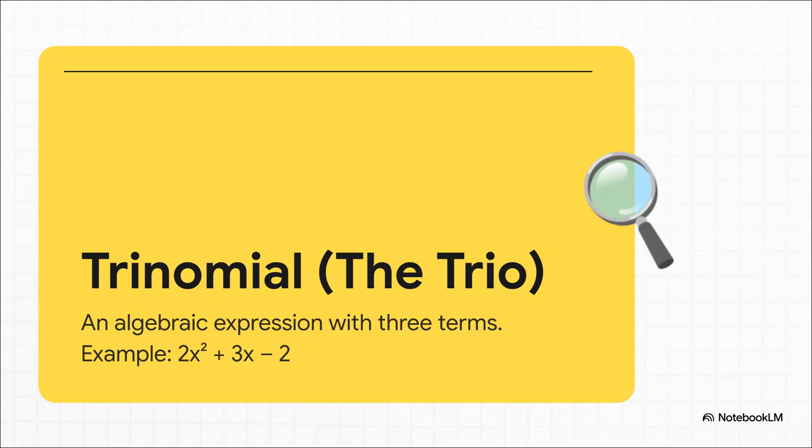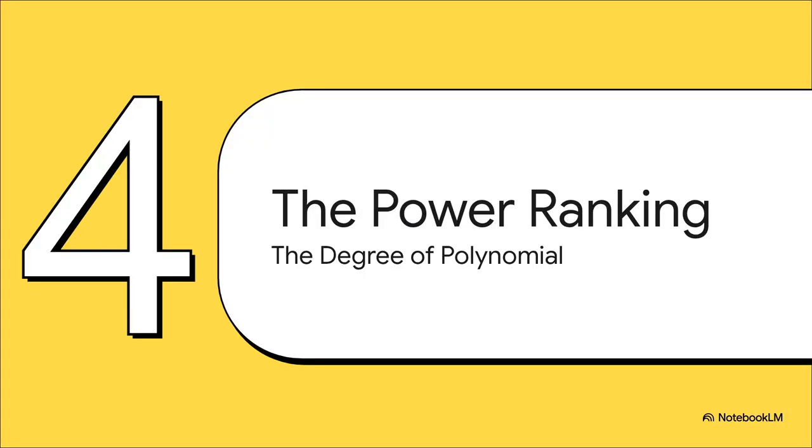And I bet you can guess what's next. Yep, the trinomial. Tri means three, like a tricycle. This is our trio, creating a richer sound with three terms all playing together, like in 2x squared plus 3x minus 2. Monomial, binomial, trinomial. Soloist, duet, trio. See how the pattern just builds on itself? All right, let's switch up our analogies just a little bit. We've talked about how many terms are in the band, but now we need to talk about their power.